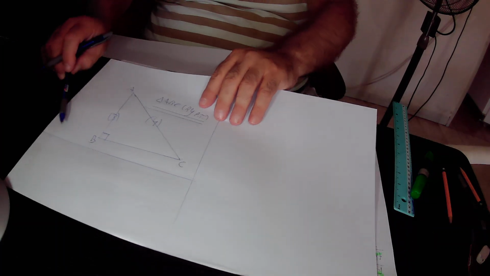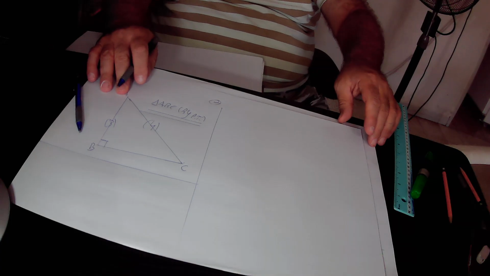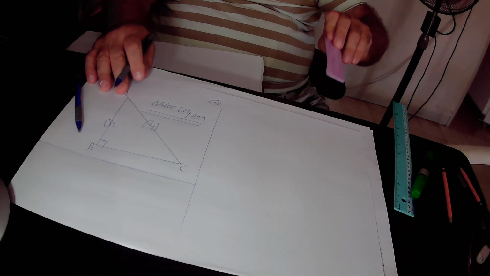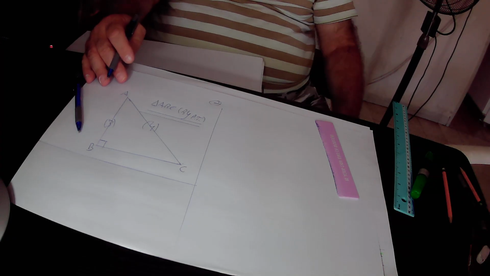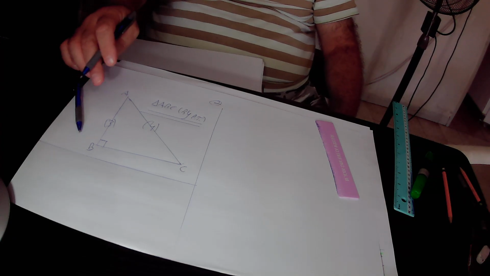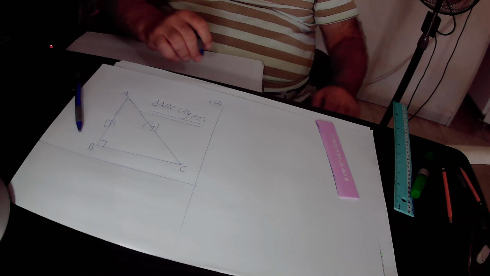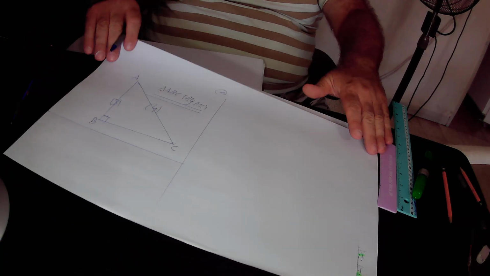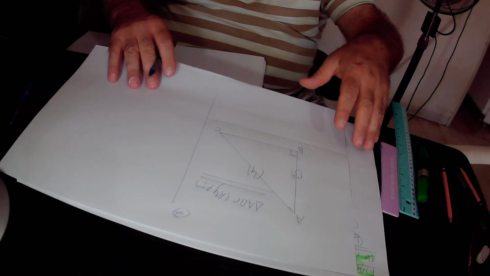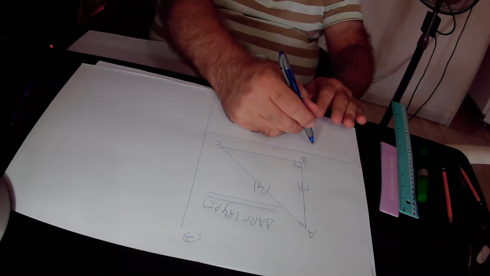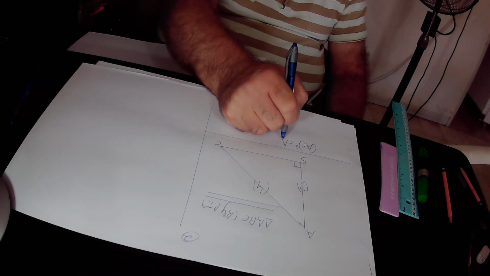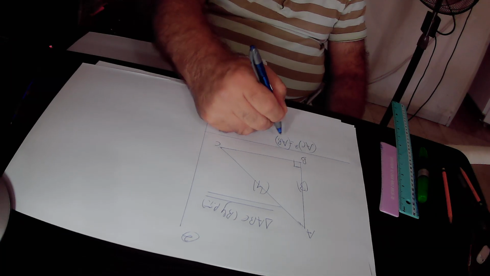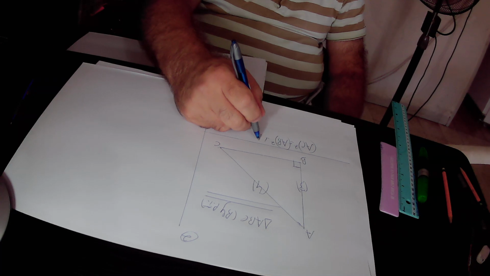So actually, this is the right triangle ABC copied from the original drawing. In this right triangle ABC, AC squared, that is the square of the hypotenuse, equals AB squared plus BC squared. So I'll write it down. AC squared, that is the square of the hypotenuse, is equal to AB squared plus BC squared.